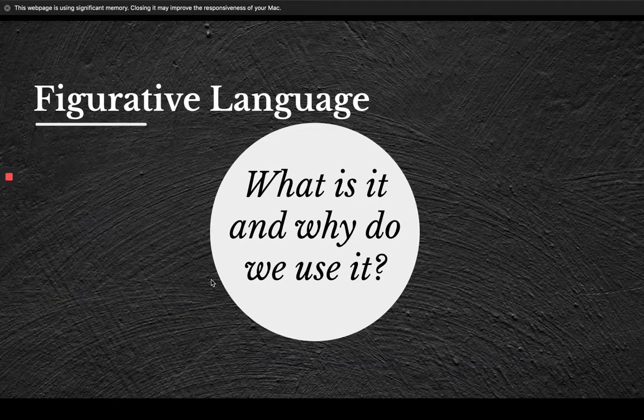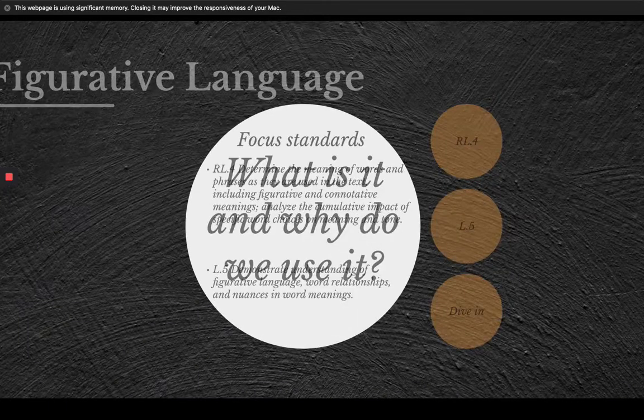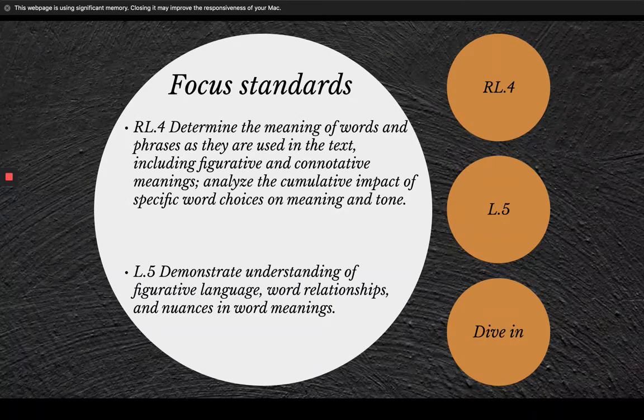Figurative language. What is it and why do we use it? The focus standards for this lesson will be RL4, determine the meaning of words and phrases as they are used in the text, including figurative and connotative meanings. Analyze the cumulative impact of specific word choices on meaning and tone. Also, L5, demonstrate understanding of figurative language, word relationships, and nuances in word meanings.